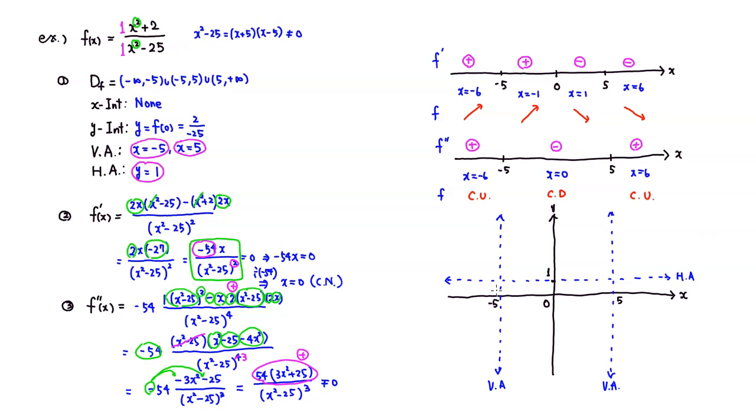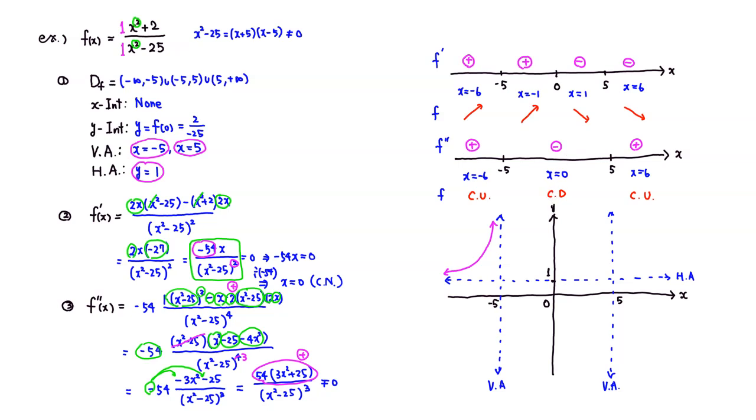Alright, then let's follow this picture. From negative infinity to negative 5, on this interval, we have an increasing picture and a concave up picture. And we have a horizontal asymptote and a vertical asymptote. So we know that the graph should look somewhat like this, right? Increasing and concave up. And then between negative 5 and 0, we have an increasing picture, but it's concave down.